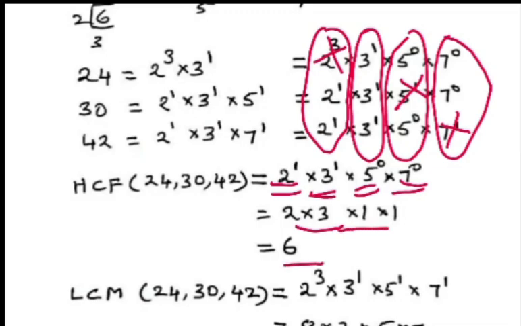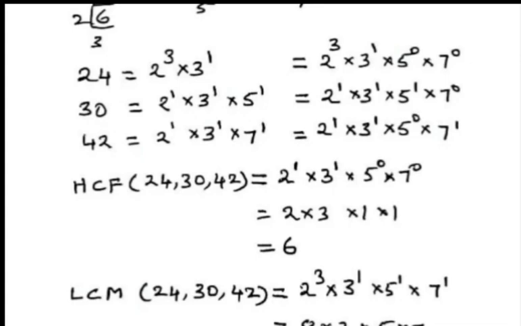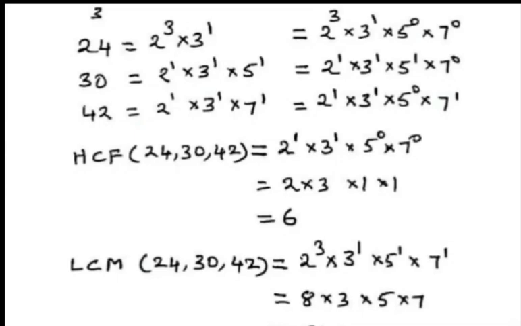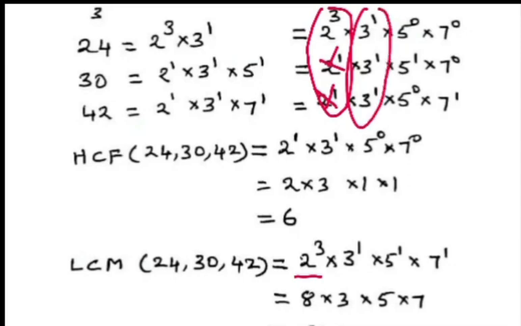Now we find the LCM. To find the LCM, we have to consider the prime numbers with the highest powers. That is, the least powers are neglected. 2 power 3 is considered and 3 power 1, all are equal. So we can take 3 power 1 and 5 power 0 or 5 power 1. So 5 power 0 is neglected. 5 power 1 is considered.